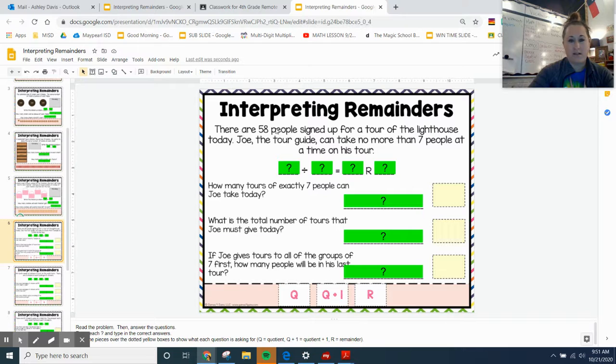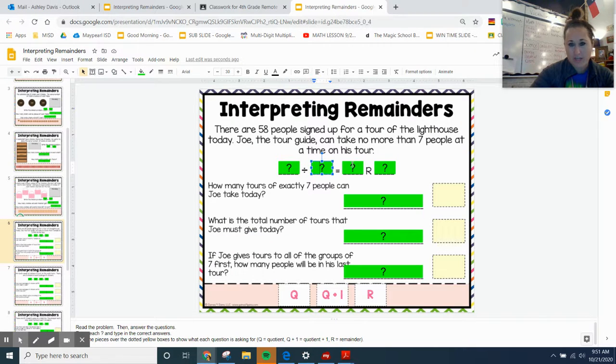Okay, so this says there are 58 people signed up for a tour of the lighthouse. Joe, the tour guide, can take no more than 7 at a time. So you're going to do the division problem on scratch and fill in the information here. Then you're going to answer the questions.